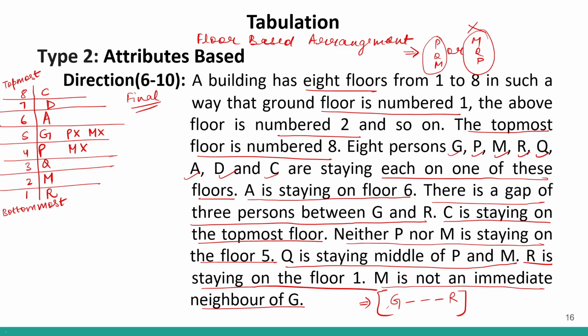Okay, so this will be my final arrangement. 8 floors, 8 people living on different floors. Based on this, we have 5 questions from question 6 to question 10. So let us look at them.